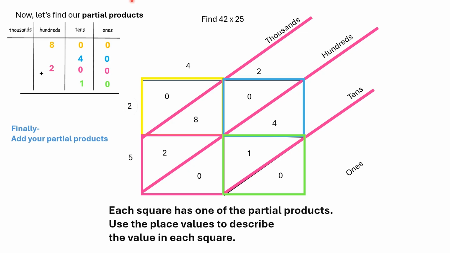It's so great that we already have them lined up correctly in our place value chart. The sum of our partial products is 1050. So now we know that 42 times 25 gives us a product of 1050. How awesome is that?